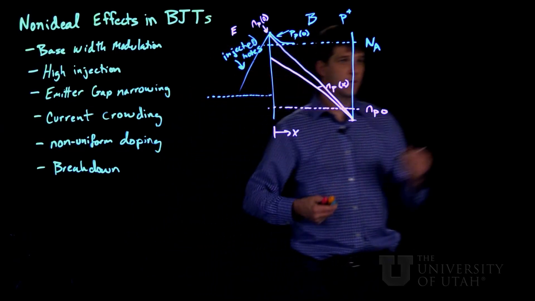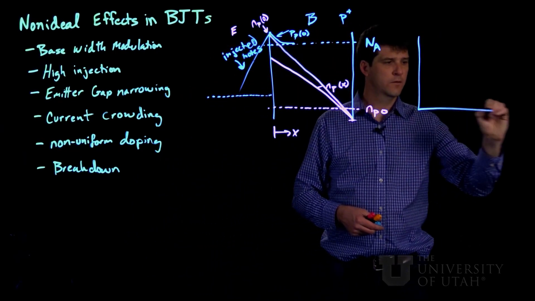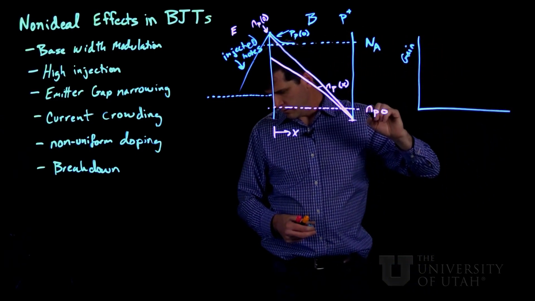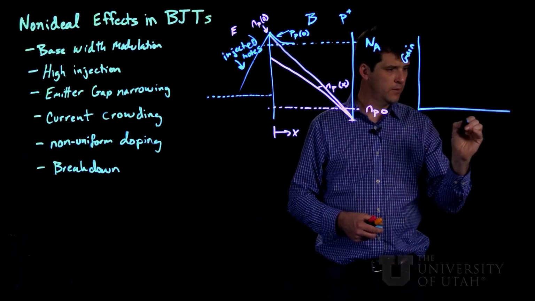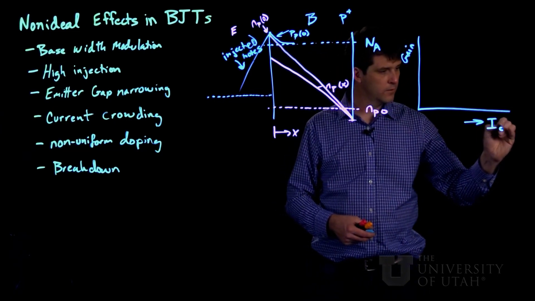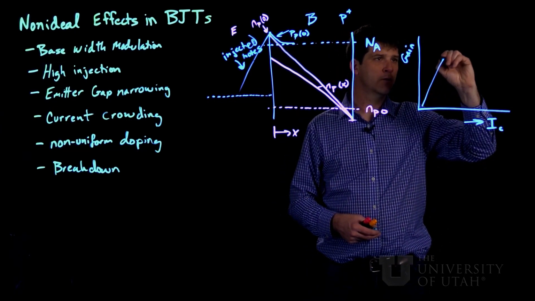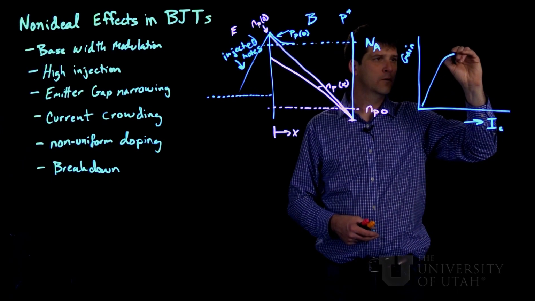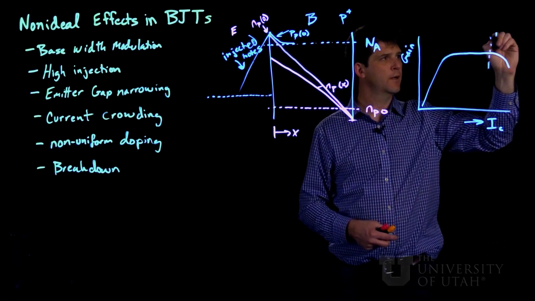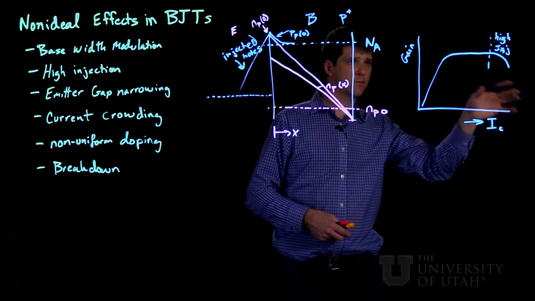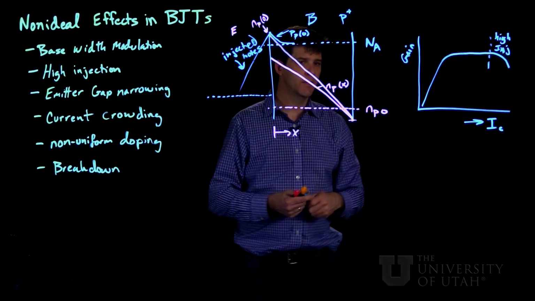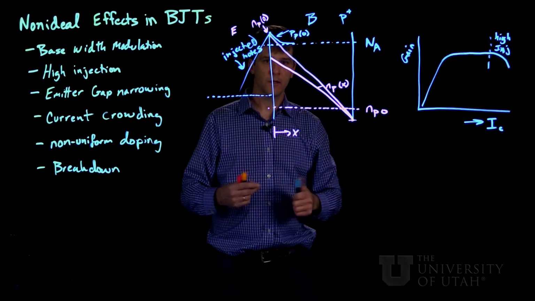So the net effect on the transistor performance, here's our current gain, and then the collector current here. It'll rise at low currents, be flat for a while, and then once we hit this threshold for high injection, it'll start to roll off again. So you can push into high injection, sure, but you start to take a hit in terms of the gain.